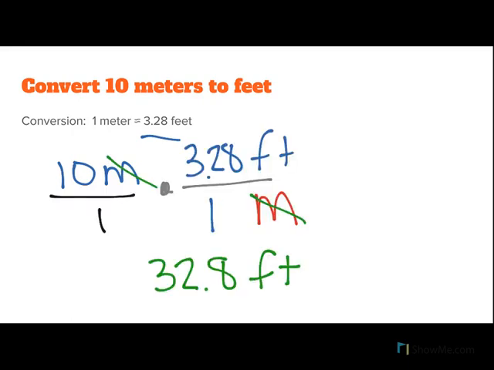All right, so I set it up: 10 meters. I multiplied by my conversion factor, 3.28 over 1 meter. Meters canceled. 10 times 3.28 is 32.8. So 10 meters is the same as 32.8 feet.